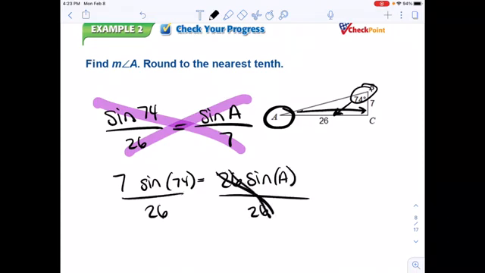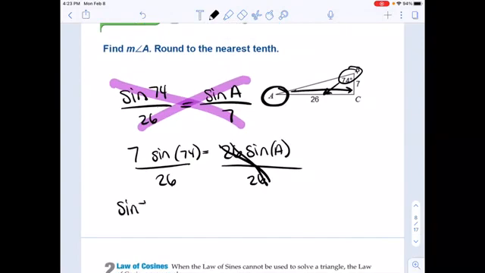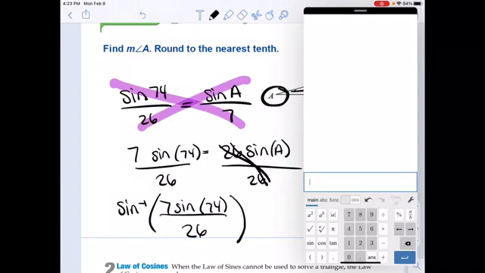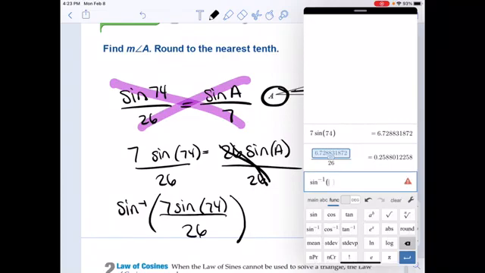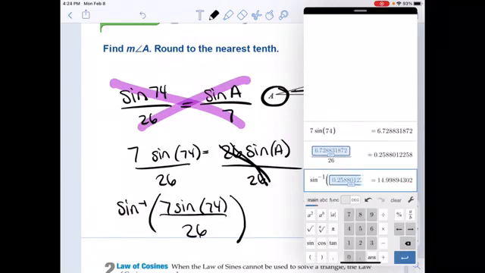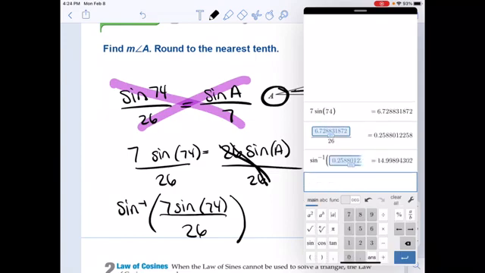Now, because we are finding an angle measure versus a side length, we need to use the inverse of sine. So your problem will end up looking like the inverse of sine of 7 sine 74 degrees over 26, okay? So we plug that in. I'll show you real quick what it would look like to do it in multiple steps. You would do 7 sine 74 equals that. You would divide that answer by 26. And then you would take the inverse sine of your answer. So that is the multi-step version. If you are using a normal calculator, I would do it that way. I would not try to plug it in all at the same time.